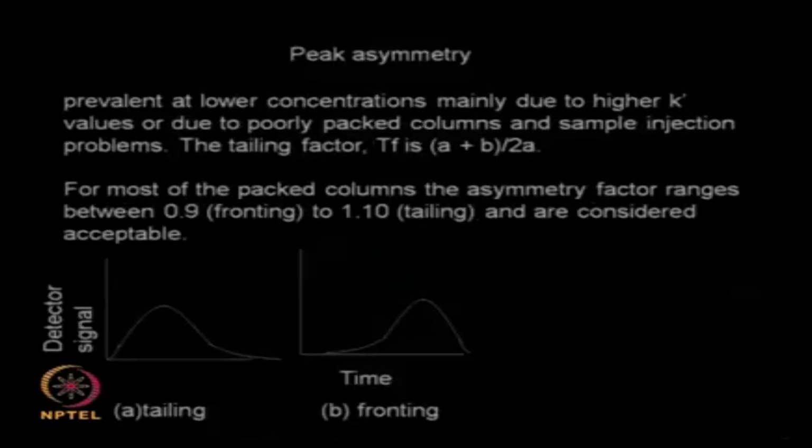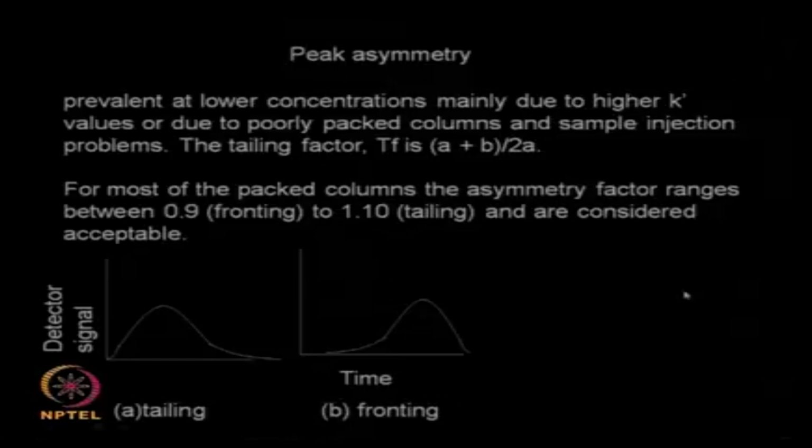There is something called peak asymmetry. Although we have been thinking that the peak leaving the column will look like a normally distributed, extremely symmetric Gaussian, it will not be so. It may have a fronting, or it may have a tailing. That means the concentration may be dropping very slowly, that is called tailing, or the concentration may be rising very slowly, that is called fronting. All these are possible, maybe because of the polarity of the solvent or because of the stationary phase material. Sometimes you may have very poorly packed columns, or there could be some sample injection problems, or the capacity factors may be very different.